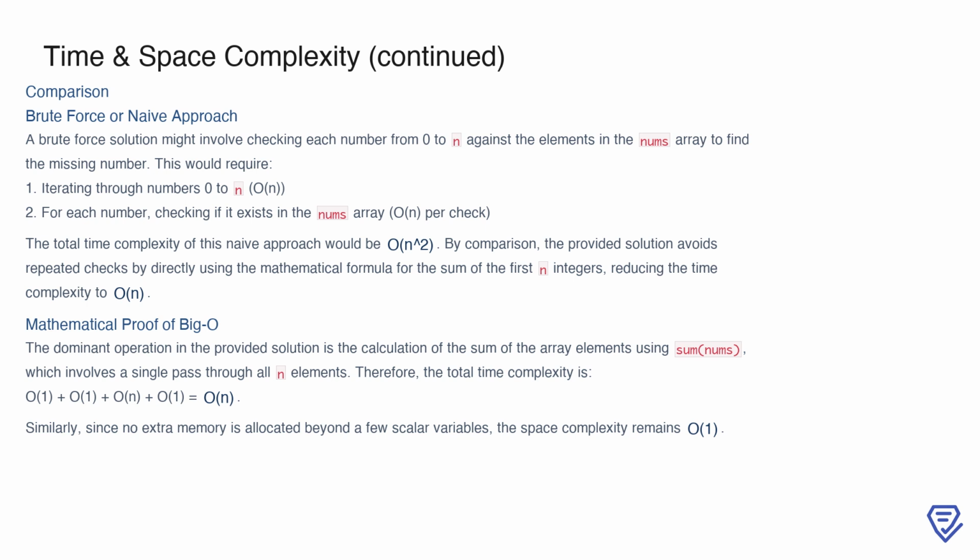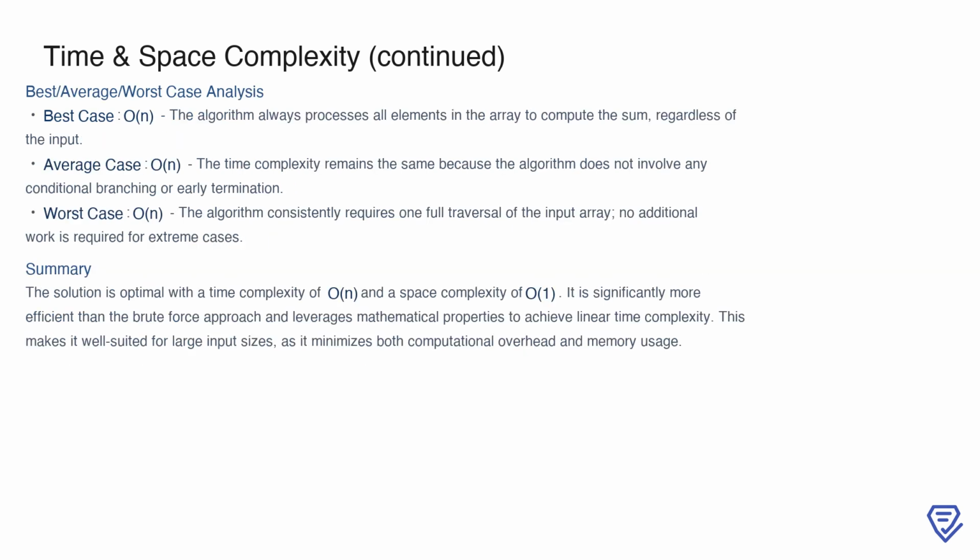Adding up all the constant time steps in this O(n) operation, the total time complexity simplifies to O(n). Similarly, because no extra memory is allocated apart from a few scalar variables, the space complexity remains O(1). Analyzing the best, average, and worst-case scenarios, the time complexity remains O(n) in all cases.